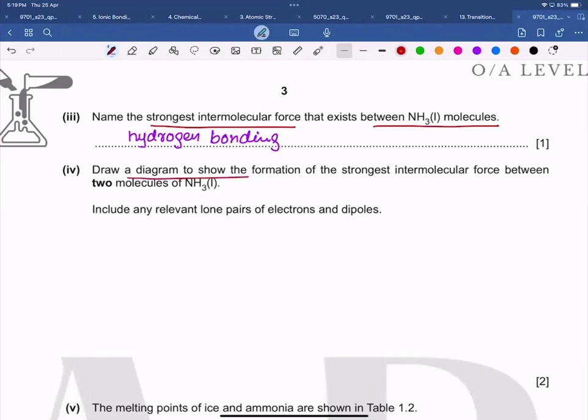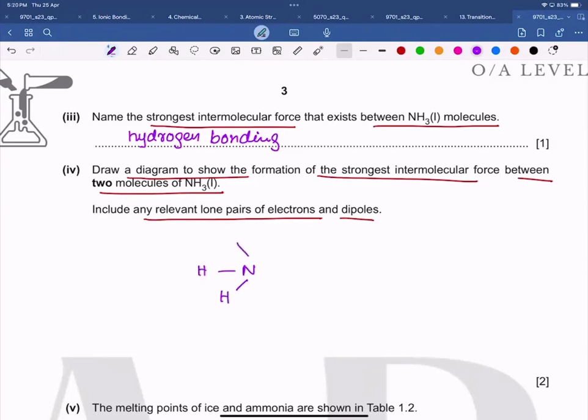Now, draw a diagram to show the formation of the strongest intermolecular force between two ammonia molecules. Include any relevant lone pair of electrons and dipoles. See, if you don't include them, you will not get the second mark. So you can do it like this.